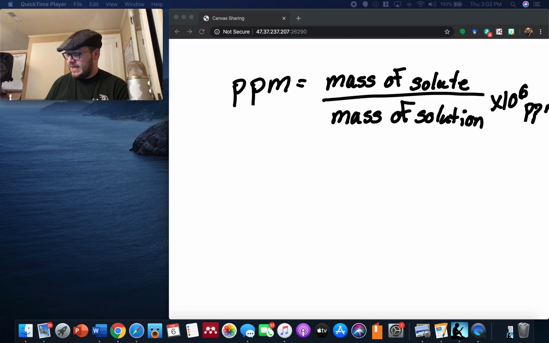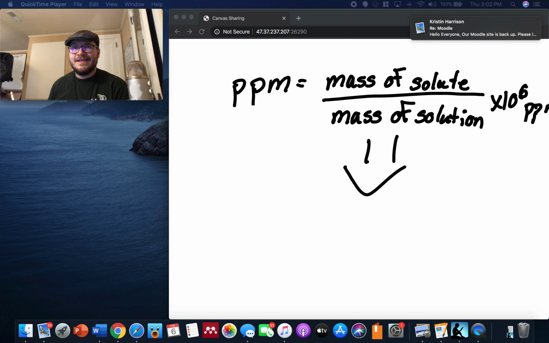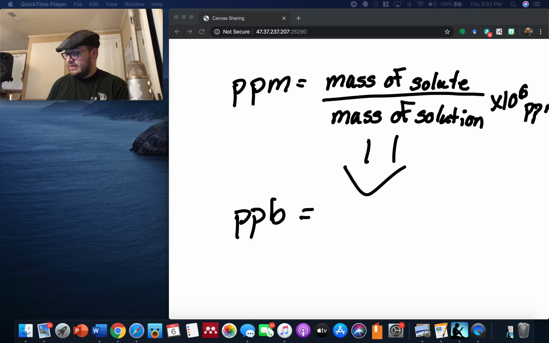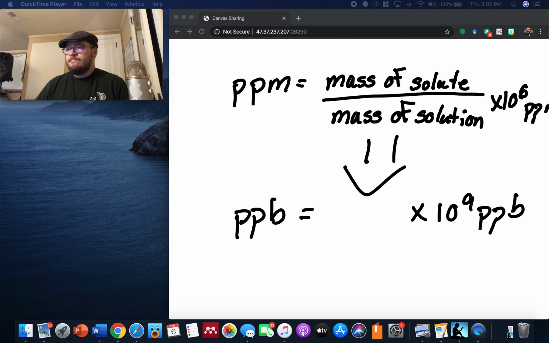And then parts per billion is times 10 to the 9th. So all of this is the same. You are using the same thing, mass of solute over mass of solution, and for parts per billion, that's just going to be times 10 to the 9th. So that's the only difference between parts per million and parts per billion. And that's your solution concentration, the units in 3.3 and 3.4, how to calculate concentrations.